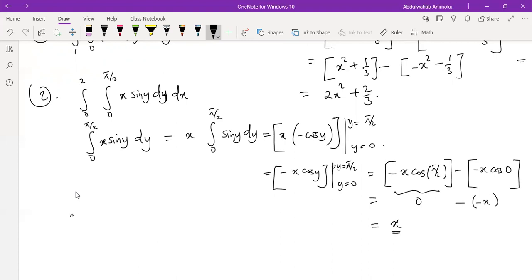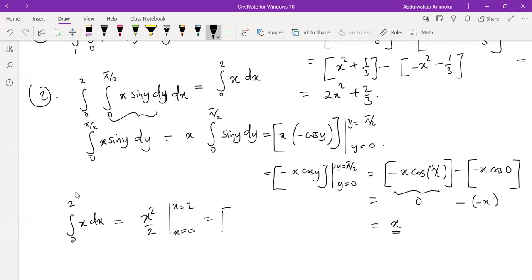Okay. So now let's bring it back to the problem. So when we bring it back here, you just have integral 0 to 2 of x dx, right? Because this whole inside has become just x. So integration of x with respect to x in the bounds of 0 to 2 would give us x squared over 2, evaluated at x equal to 2, x equal to 0, and that would give us 2 squared over 2 minus 0 squared over 2, and that will give us 2 minus 0, which is 2. So the answer to this problem is 2.